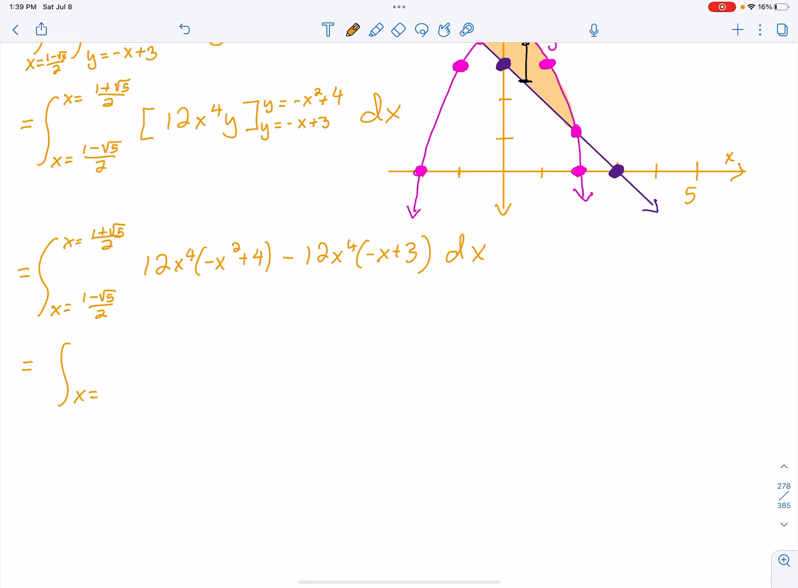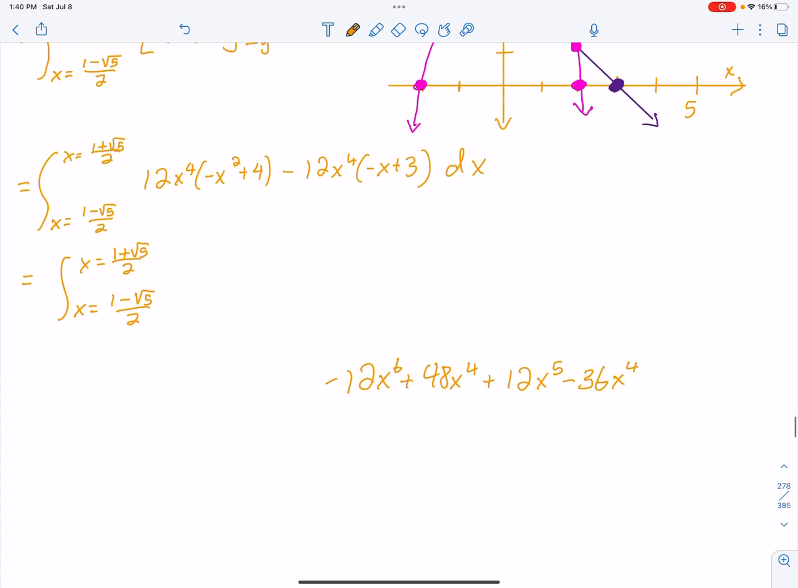Write my bounds real quick. And I'm not going to do this one line at a time. I'm going to multiply off to the side and then just write down my final. All right, so I got, just writing it off to the side, negative 12x to the 6th plus 48x to the 4th. Minus 12, plus, it's going to be a plus 12x to the 5th minus 36x to the 4th.